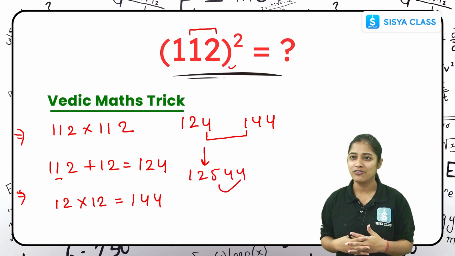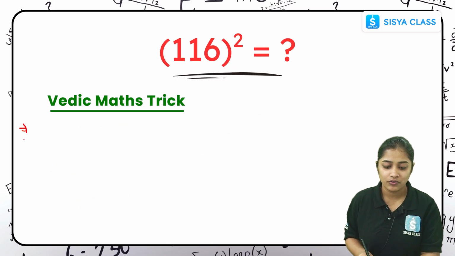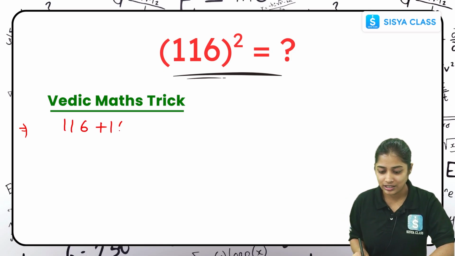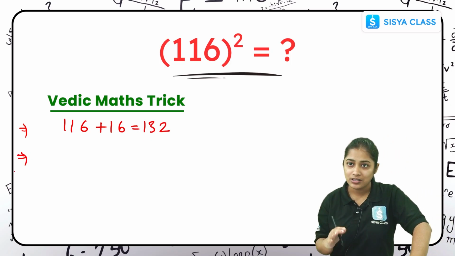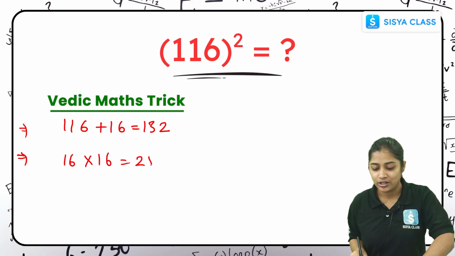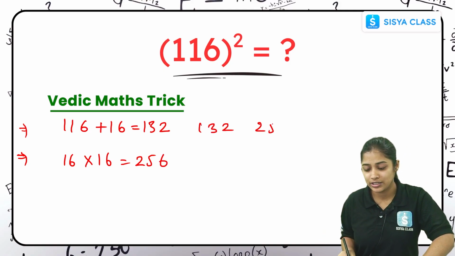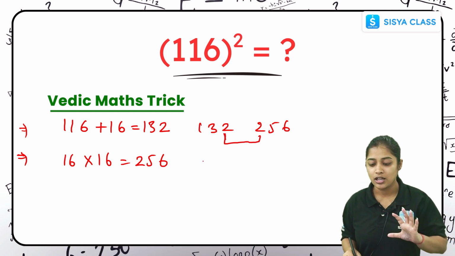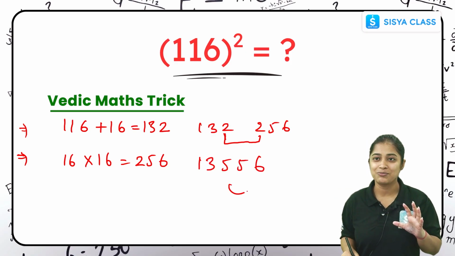Very easy, right? Let's see one more example for this. We have 116 square, right? Again, we will write our number 116 and we will add the last two digits, that is 16 here. So my answer is 132. Now I will multiply my last two digits with themselves, that is 16 into 16, which is 256. Now I will write both my answers here, 132 and 256, and I will add the last digit of the first answer and the first digit of the second answer. So my final answer is 13,556.